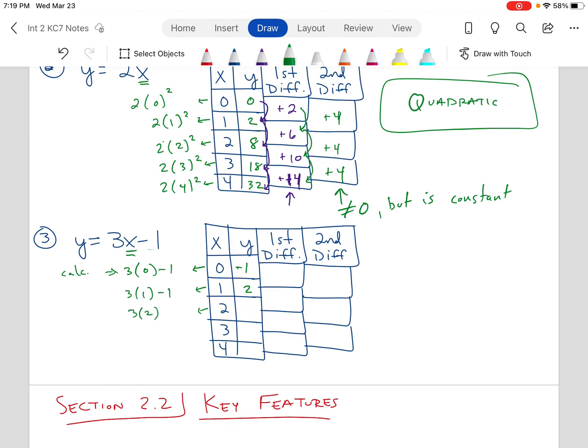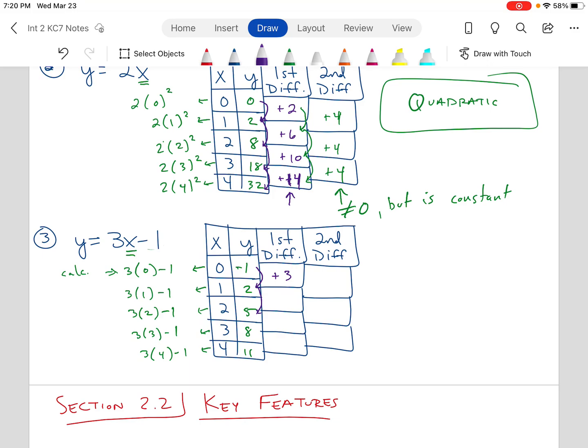3 times 2 is 6, minus 1 is 5. 3 times 3 is 9, minus 1 is 8. And 3 times 4 is 12, minus 1 is 11. Okay, so my first difference, how do I get from negative 1 to a positive 2? So think about a number line. I need to add 3 in order for me to get to 2.